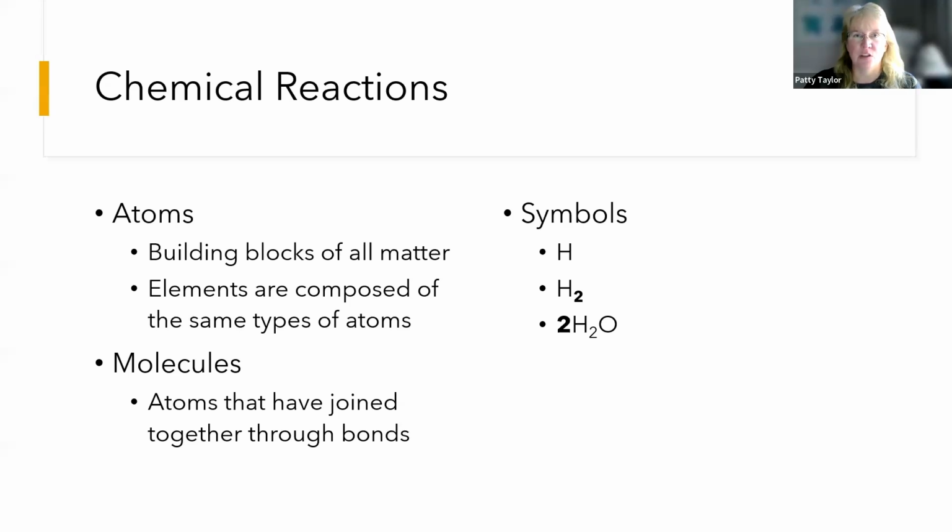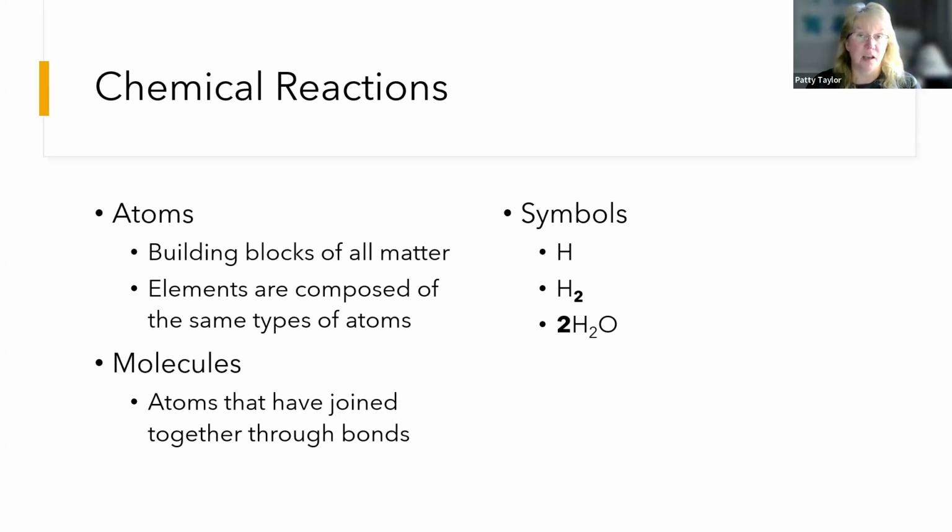So we need a little background information in order to understand how chemical reactions work. Atoms and molecules are often discussed in chemical reactions. Atoms are the building blocks of all matter, and elements are composed of the same kinds of atoms. Looking at the symbols shown at right, hydrogen for instance, sometimes you may see a little subscript to the right of the letter, and sometimes a big coefficient in front on the left side. The little subscript on the right side shows us that there are two atoms chemically bonded together.